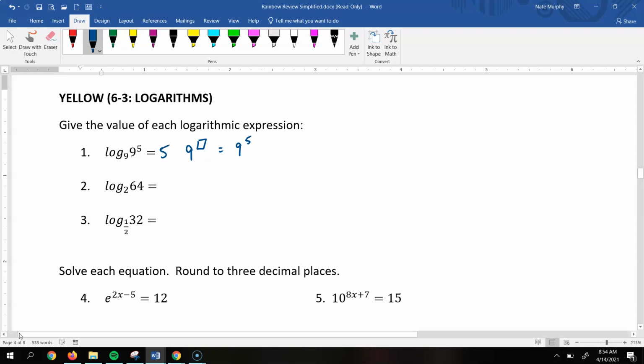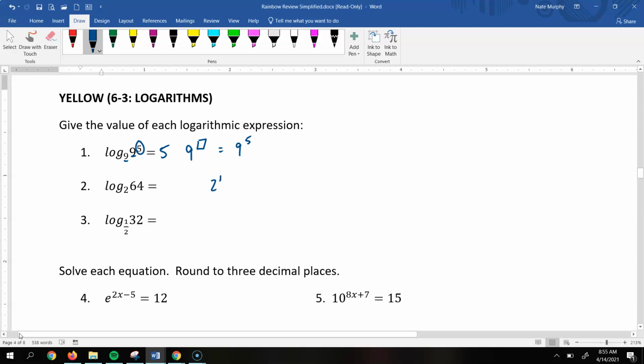Okay, anytime the base of our logarithm and the base of our value with an exponent are the same, your answer is always going to be that exponent. But otherwise, you could look at it as, again, what exponent would apply to 9 to get 9 to the 5th. For the next one, we can't do that because the 2 and the 64 are different values there.